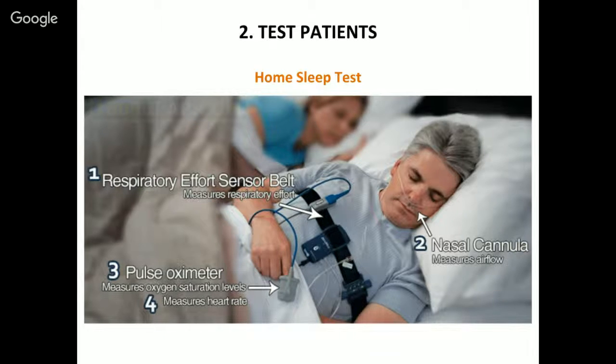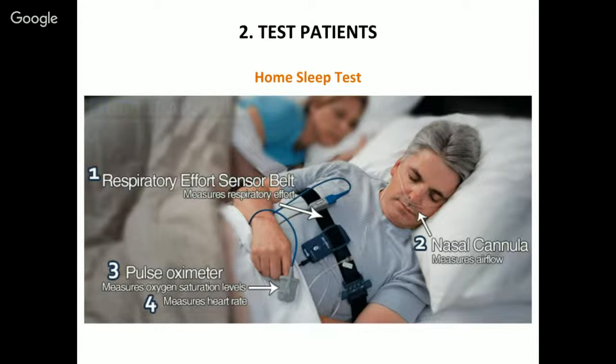You can see the picture here. You can see the respiratory belt. It goes around the chest. That measures them breathing, every time their chest rises and falls. You can see a nasal cannula, number 2 there. That measures the airflow every time they breathe. Even if they're mouth breathers, air will come in through the nose.